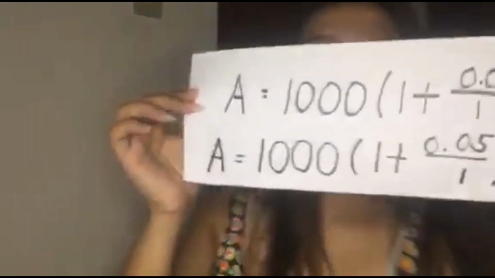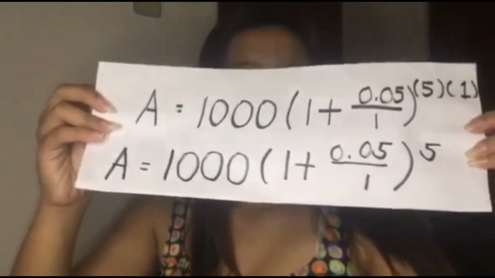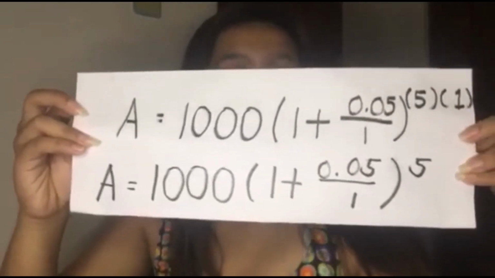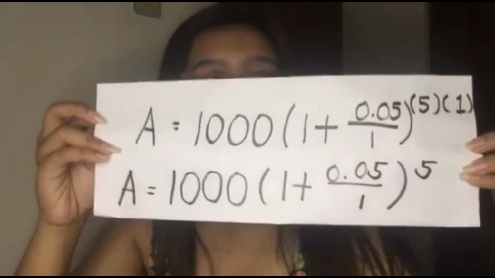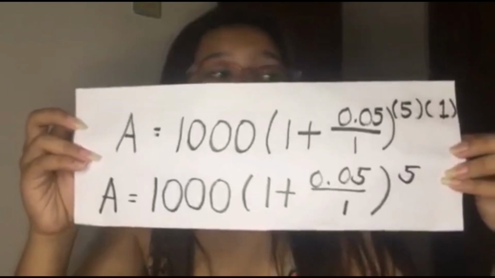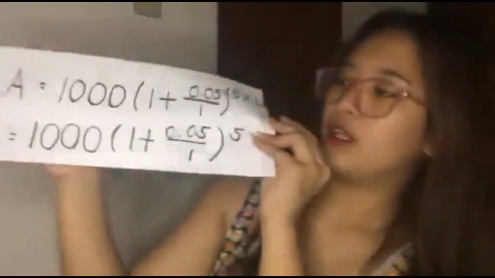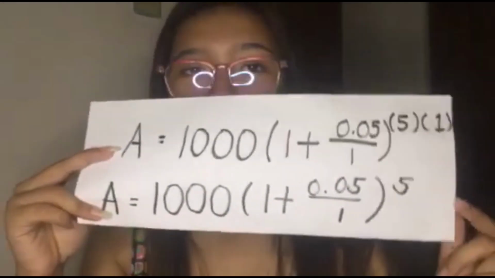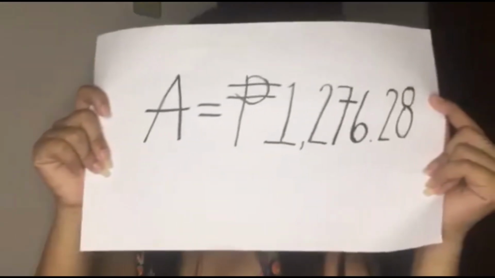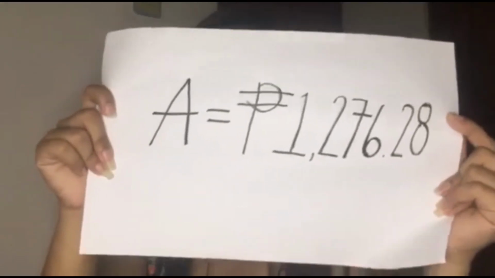A equals 1,000 times the quantity of 1 plus 0.05 over 1, raised to the quantity of 5 times 1. So, pag kinumpute na natin to guys, sa times ko lang yung 5 tsaka yung 1, magiging 5 na siya. And pag kinumpute na natin siya directly, ito na yung makukuha nating sagot. A equals 1,276.28 pesos.